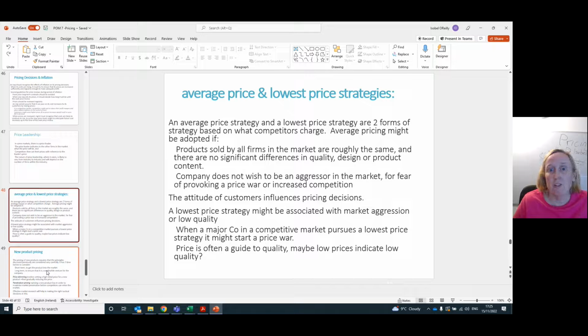A lowest price strategy might be associated with market aggression or low quality, and you don't want to spark a price war. So when a major company in a competitive market pursues a lowest price strategy, so setting the price lower than everyone else, a price war will happen if they lower theirs to match yours. Price is often a guide to quality, so that's another reason not to pursue a lowest price strategy, because people will think yours is the crappy product on the market if yours is the lowest price.